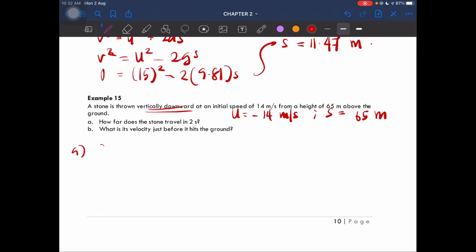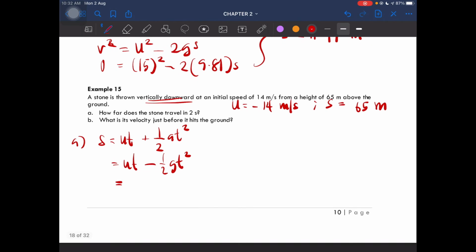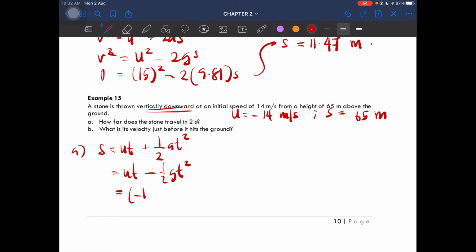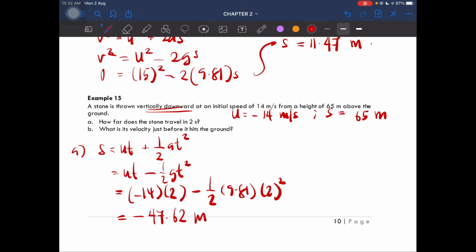So what we can use is s equal to ut plus half at square, or you can just directly write half gt square. After 2 seconds, the stone has traveled how far? Wait first, let me just write this, 2 square. So calculate this, plug it into your calculator, and then you get the displacement, or how far the stone travels, to be 47.62 meter. Again, negative means downward direction.